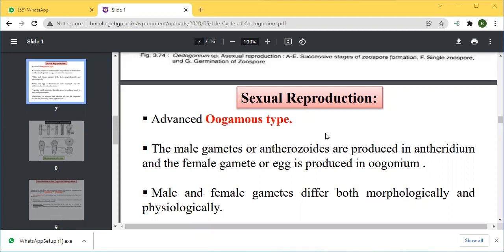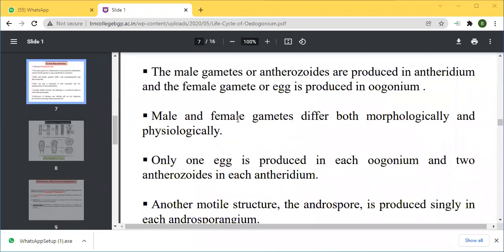What are the sex organs here? Male and female, both are sex organs. Male gametes, or antherozoids, are produced in the antheridium, and the female gamete, or egg, is produced in the oogonium. Male and female gametes differ both morphologically and physiologically. Very different structures are there. Only one egg is produced in each oogonium, and 2 antherozoids in each antheridium.